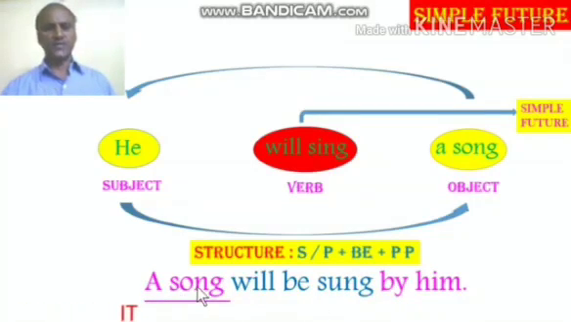A song, when we reduce it into personal number, becomes it. Since it is third person singular, we use will, then be, as it is given there in the structure. Then the past participle of the verb sing is sung. Sing, sang, sung. So the past participle is sung. The answer is a song will be sung by him.